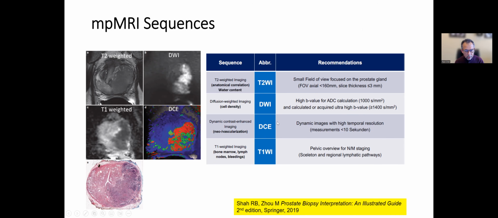The third functional parameter is dynamic contrast enhanced imaging, which looks at the vascularity of the tissue. This is a very dynamic functional imaging, which is somewhat infrequently utilized, but the most commonly utilized sequences are these 3. T1 weighted imaging is utilized to particularly provide the staging information related to the patients.